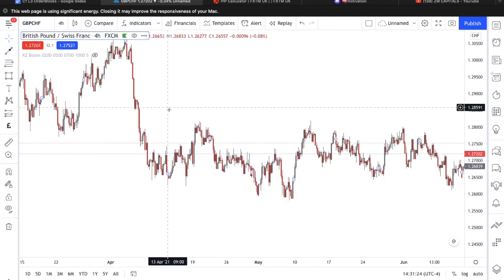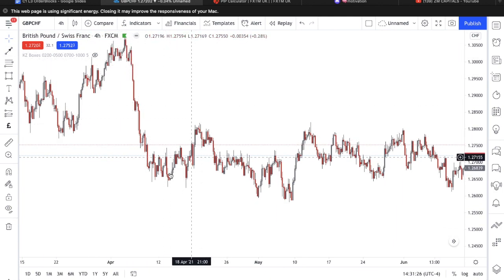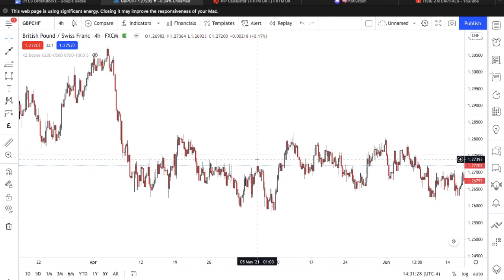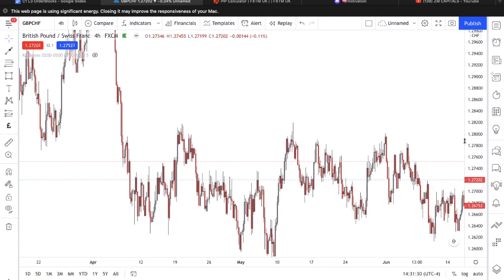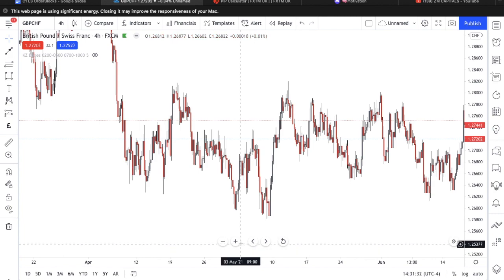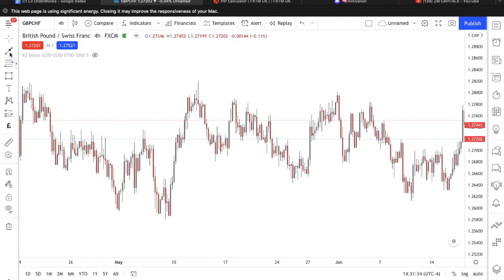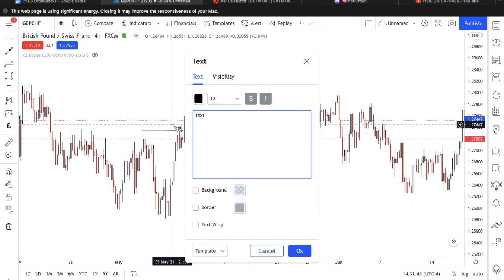Price was in a downtrend, right? Price was creating lower highs, lower lows, and that was our most recent lower high. At this area over here is where we got our break of structure, right? This is where the break of structure happened. So if I write that down, break of structure.